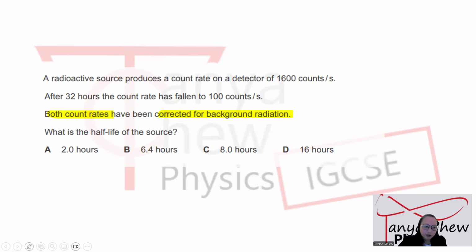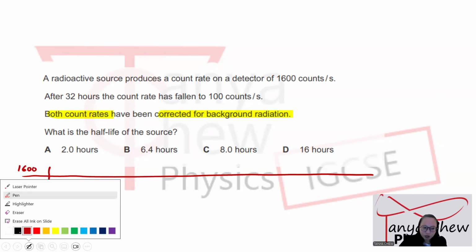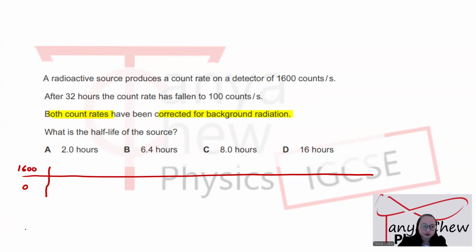First thing, when I see long sentences, I have to draw a table. So I'm going to draw a table. Start with 1,600 counts per second at time equal to 0. That is the initial count rate. Initial count rate occurs at time equal to 0. And then after one half-life, divided by 2, the initial count rate must be half. That gives you 800 counts per second. This occurs at one half-life. I just put one half-life because the half-life is not being given.